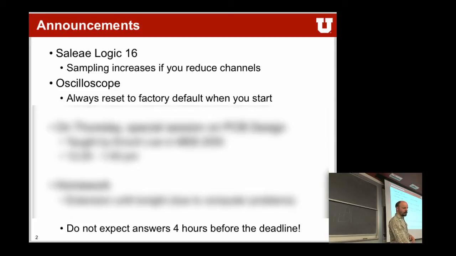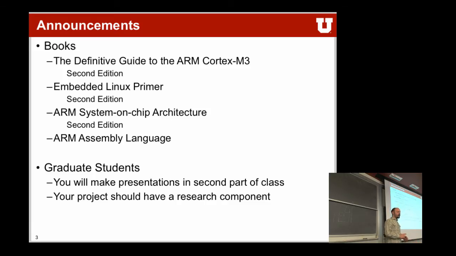A couple more announcements. Books. I mentioned it last time. The Definitive Guide to the ARM Cortex-M3 is a pretty good book if you really want it. It's the one I would recommend. Try to use the 2nd edition, not the ones before. There are a couple of other books on embedded systems. For Linux, for example, there's Embedded Linux Primer. ARM System-on-Chip Architecture and ARM Assembly Language go more into details of specific topics, but The Definitive Guide to the ARM Cortex-M3 is a good overview of what this course is all doing, basically putting all these ARM documents into text that's easily understandable.